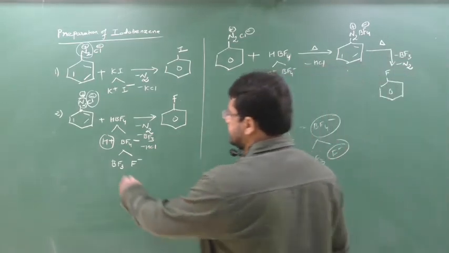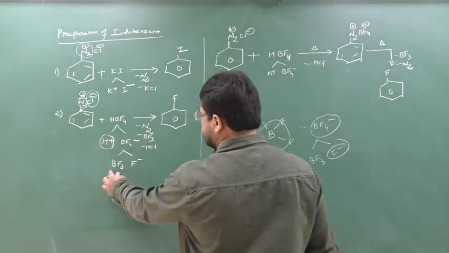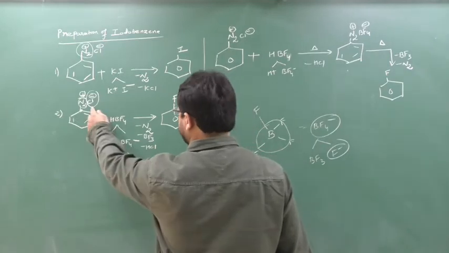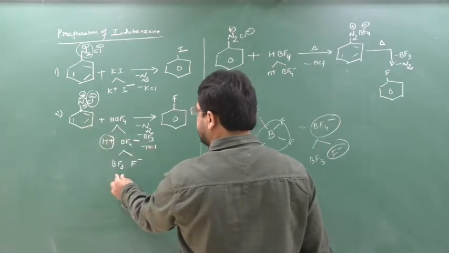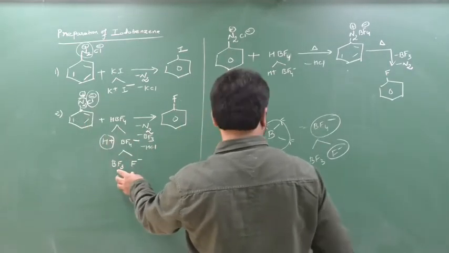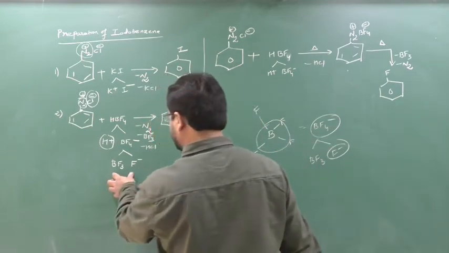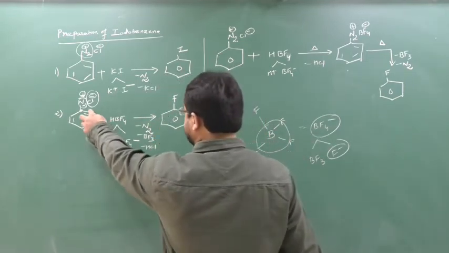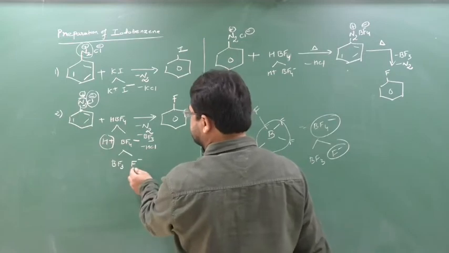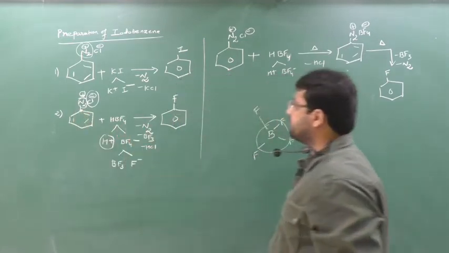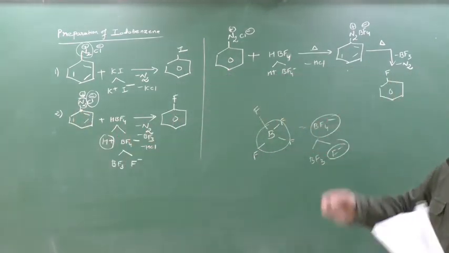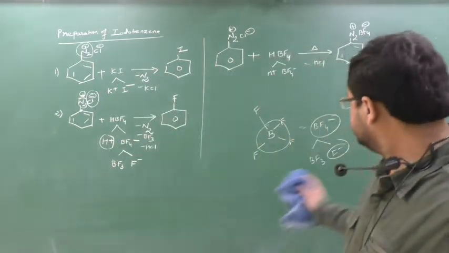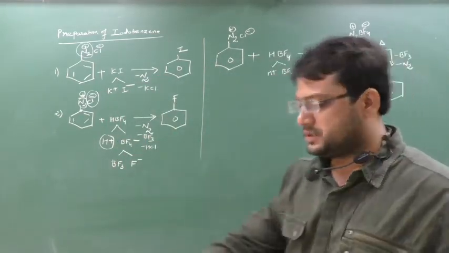So how to make this: H plus and BF4 minus gives BF3 and F minus, H plus and Cl minus gives HCl. BF3 as it is, because it is a stable compound. And the remaining is H plus and Cl minus, HCl. So the remaining is what? This F will come here. So this is fluorobenzene. Any of these methods you can remember. Clear? Chalo. Write this down.